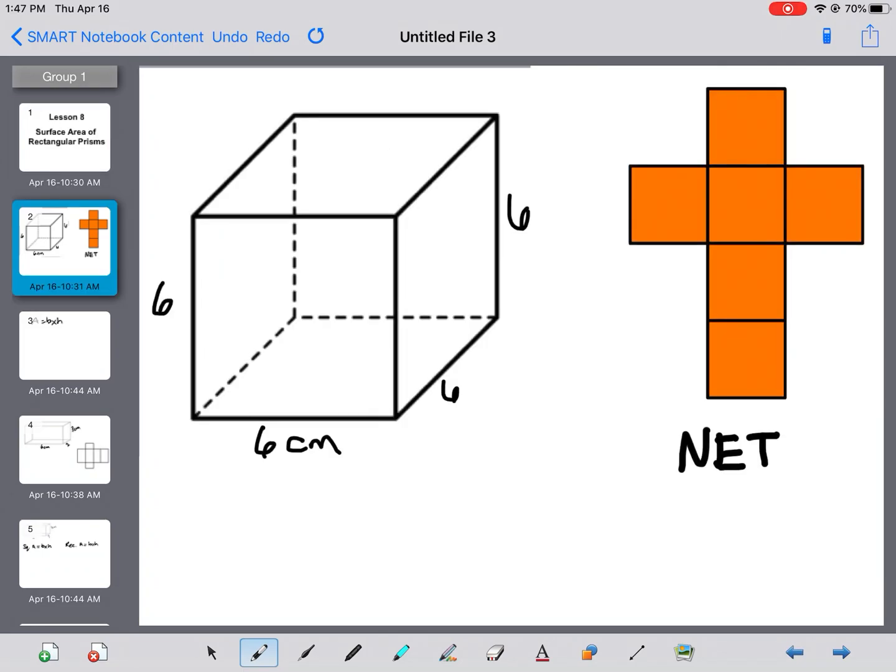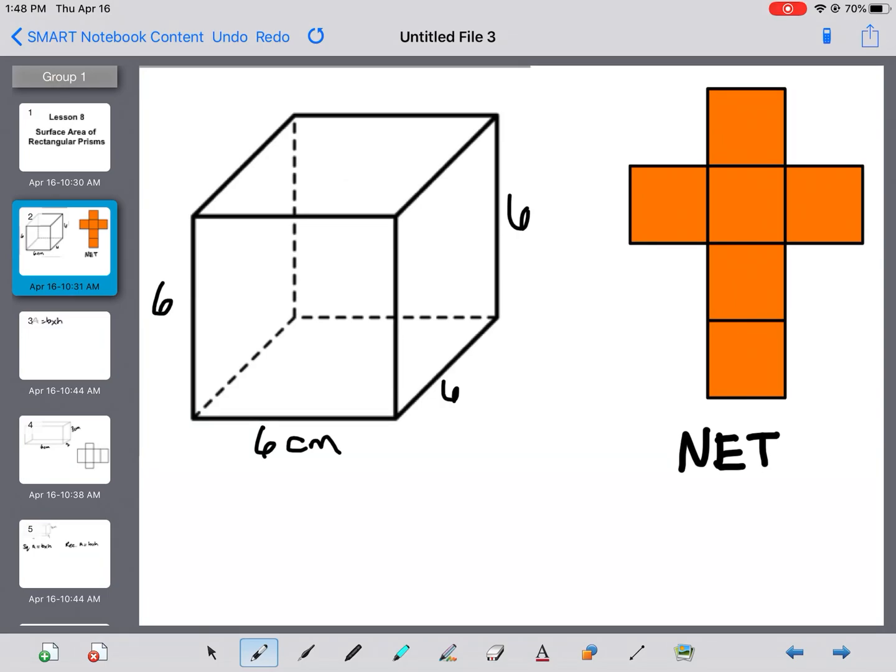Lesson 8, surface area of rectangular prisms. So surface area, once again, we're going to be taking things that we have learned so far and applying them in a new way. Surface area, just like the name sounds, we are finding the area of all of the surfaces of a three-dimensional shape. And today we're just going to be looking at rectangular prisms.